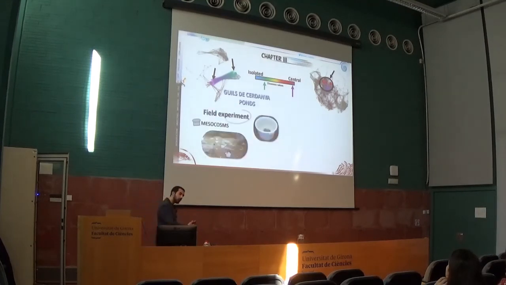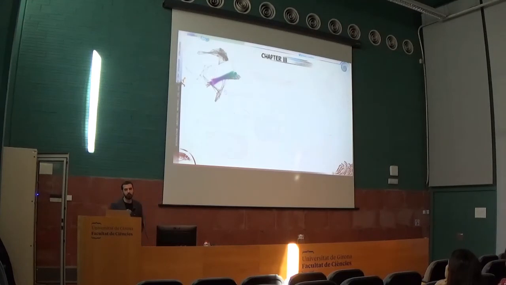So we decided to go to Guils de Cerdanya in order to develop our field experiment, where we used mesocosms to carry it out. And then we classified organisms according to their dispersal abilities, but only taking into account weak and strong active dispersers. So we have defined our main wide regional scale, which is the centrality isolation gradient.